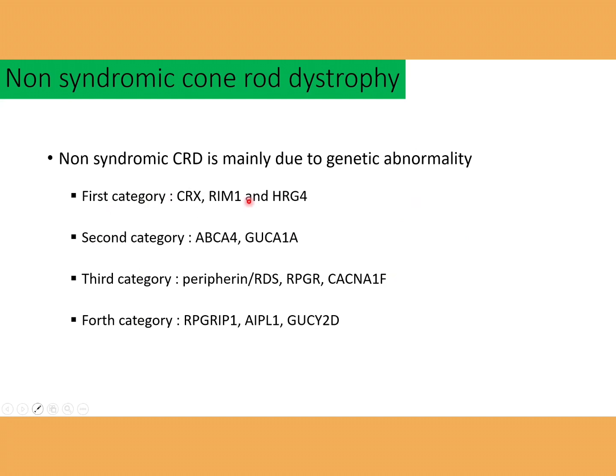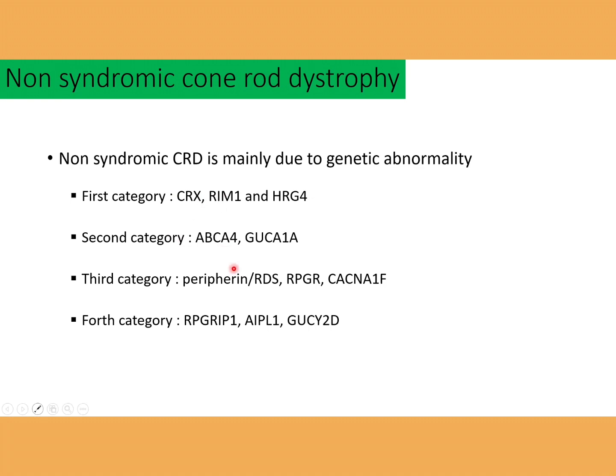The CRX gene controls rod cone photoreceptor differentiation and survival. Most CRX gene mutations cause autosomal dominant CRD with a prevalence of 5 to 10%. This CRX gene mutation also causes Leber congenital amaurosis and RP cases also. The other two genes in the first category are RIM1 and HRG4, in which the RIM1 gene is autosomal dominant and the genetic inheritance of HRG4 is unknown.